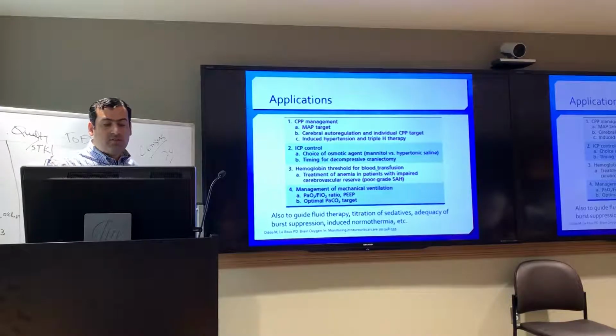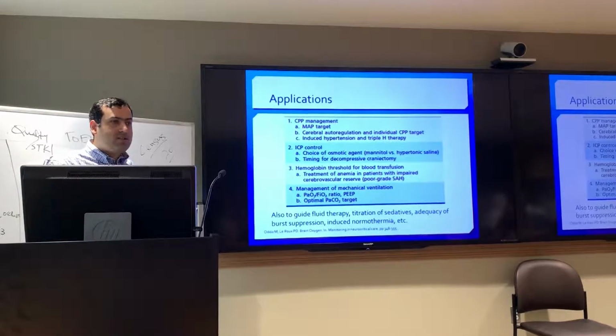Or you may use it for transfusion. The data for transfusion is usually from larger studies saying that people with 7 did as well as 10, but not this patient. So you can use it. And also to adjust mechanical ventilation in a complex patient. You can use it to guide fluid therapy, sedation, burst suppression, normothermia.